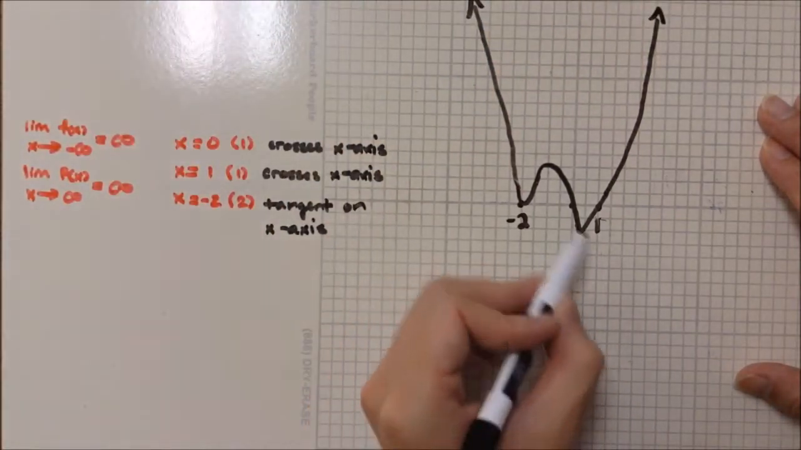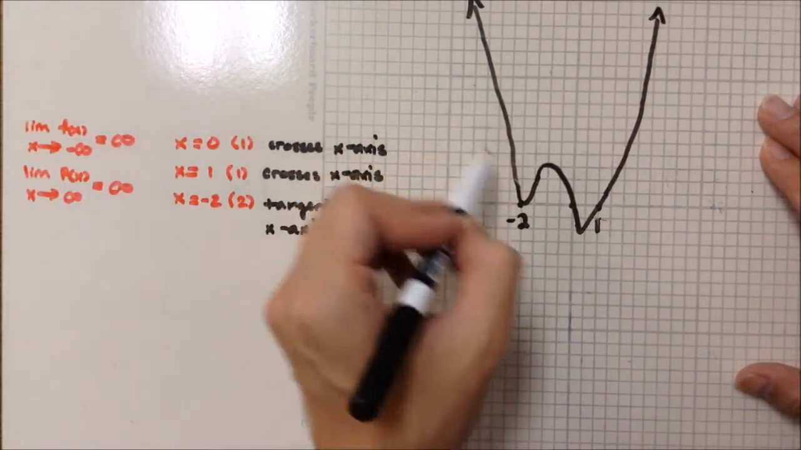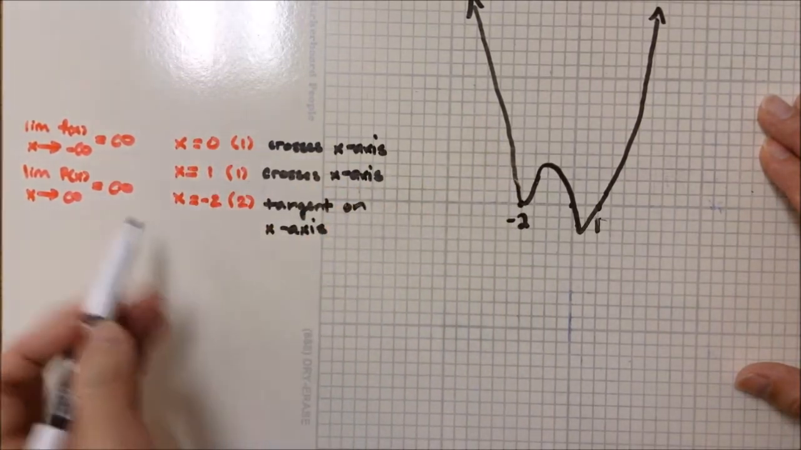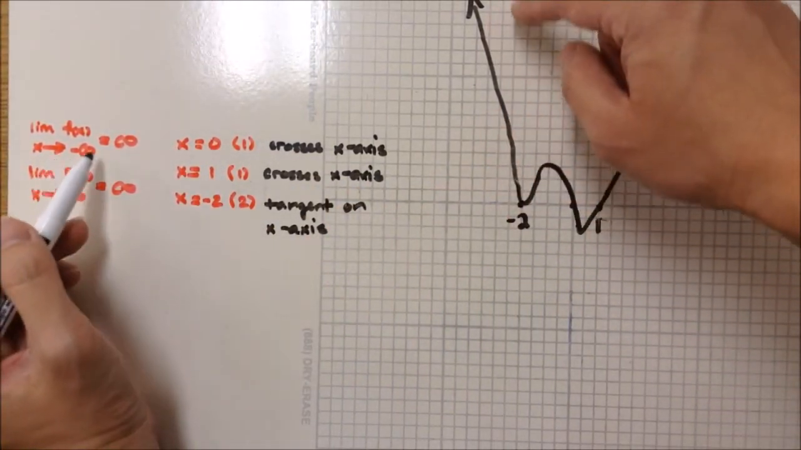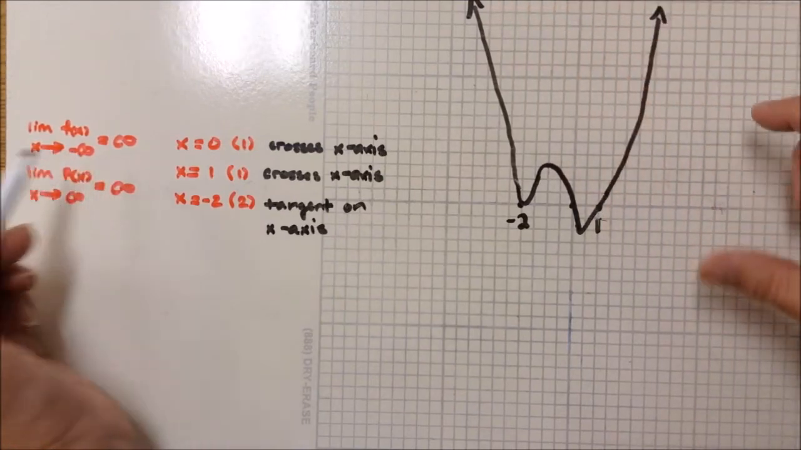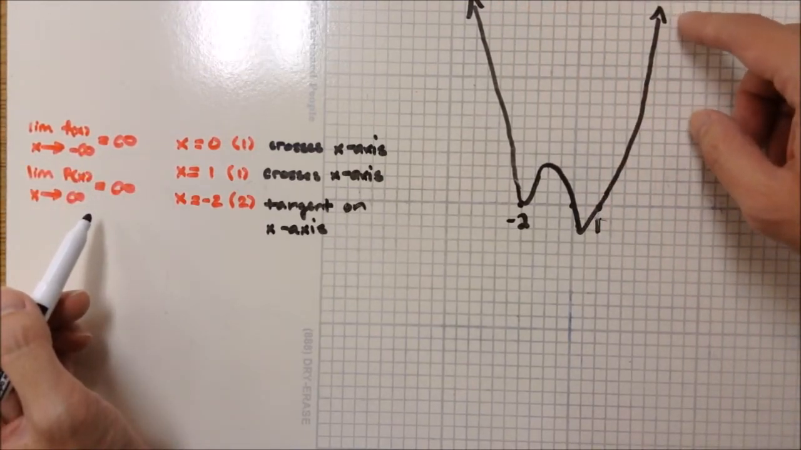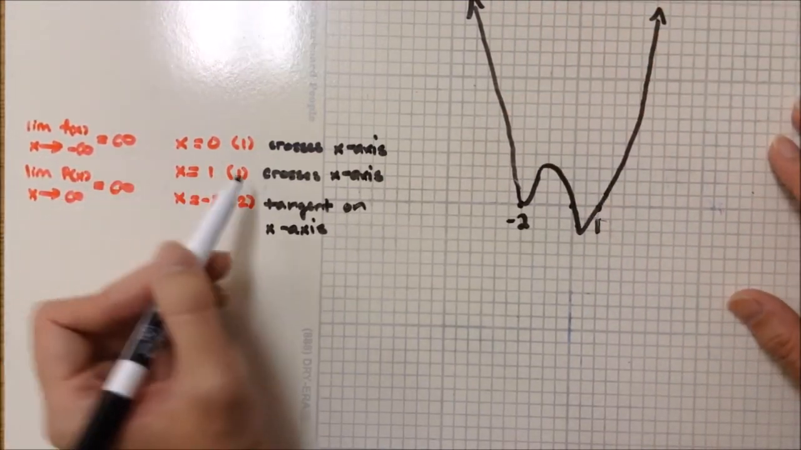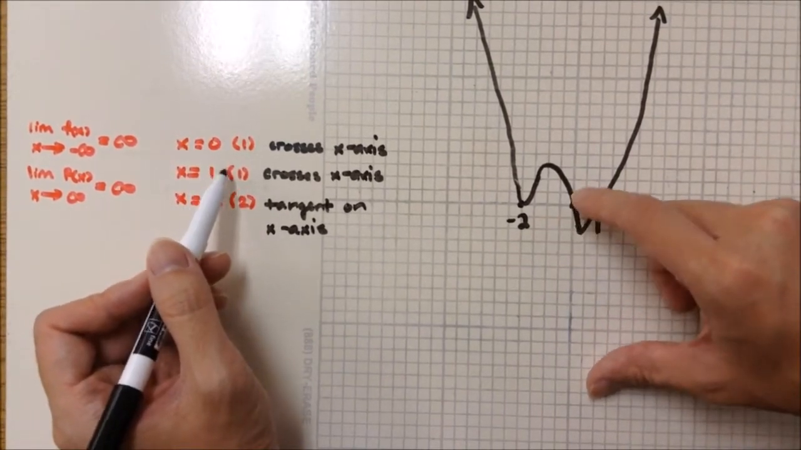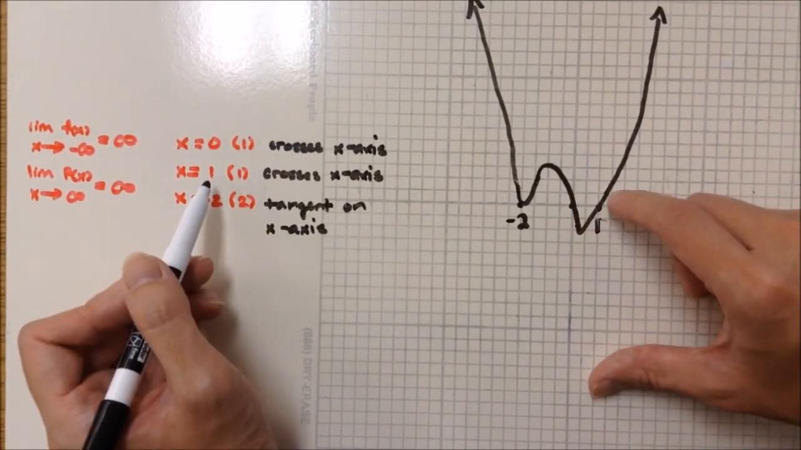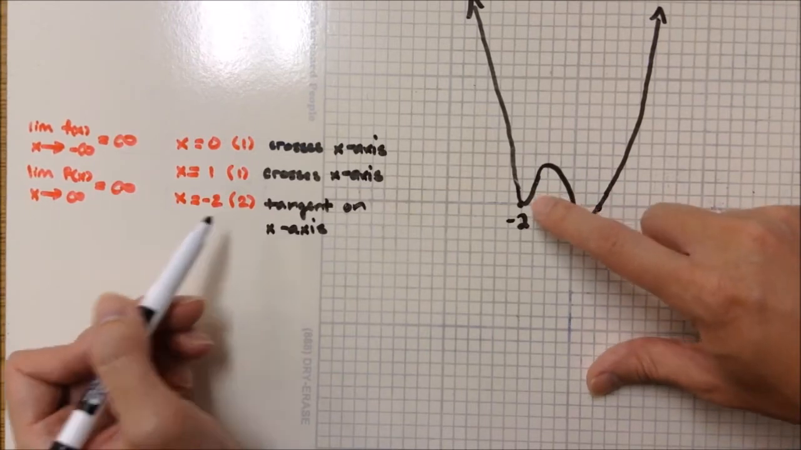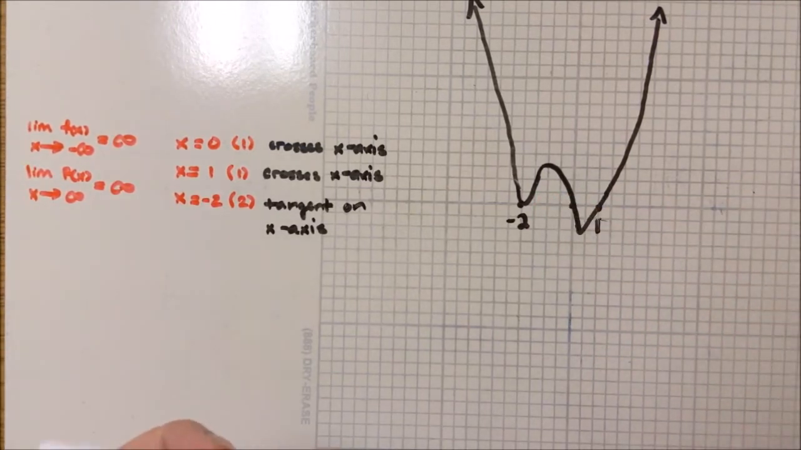So again, it doesn't have to be perfect as long as you follow all these conditions. So on the left side it's infinity, which is true. On the right side it's also going to infinity. That's what happens when you have an even function. At 0 it crosses the x-axis, at 1 also crosses, and at -2 it's tangent. So again, it doesn't have to be a perfect graph.